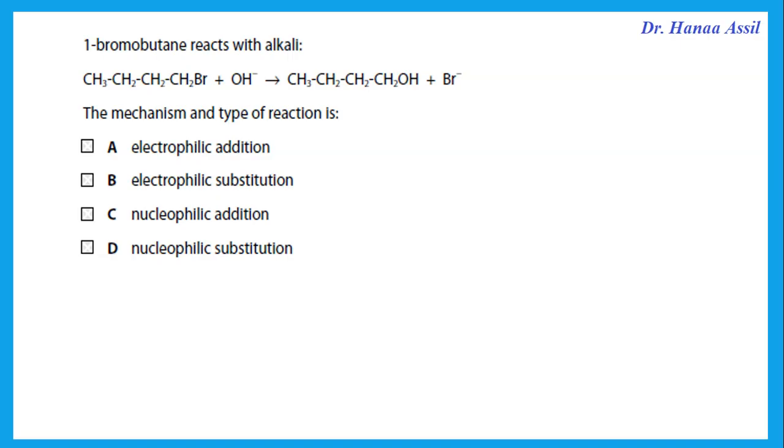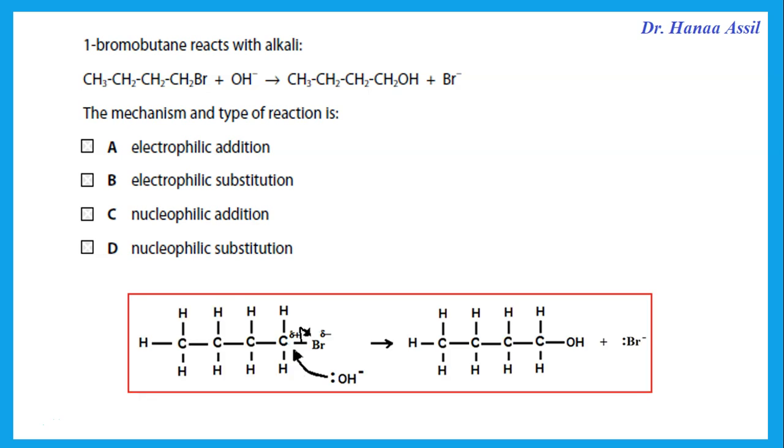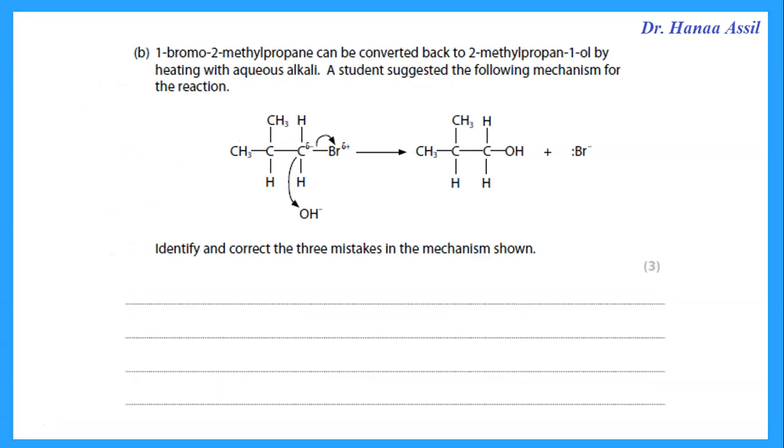The mechanism and type of reaction here is what? What is happening? The hydroxide is replacing the Br. So that is hydroxide in presence of water, so it is replacing the Br, and we said that is a nucleophilic substitution reaction in which the hydroxide attacks the slightly positive carbon and replaces the Br.